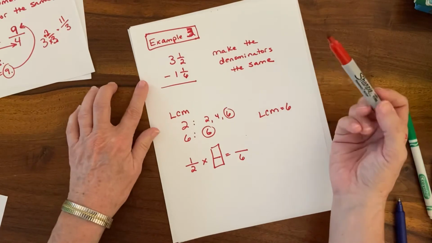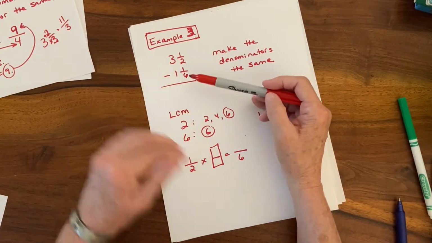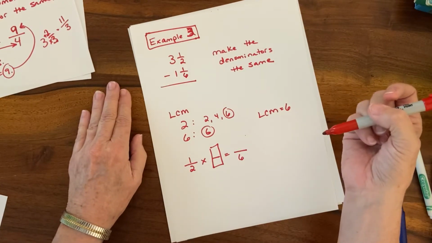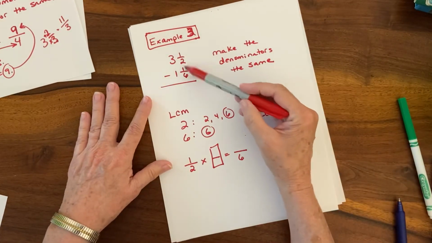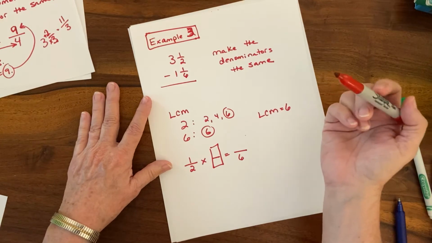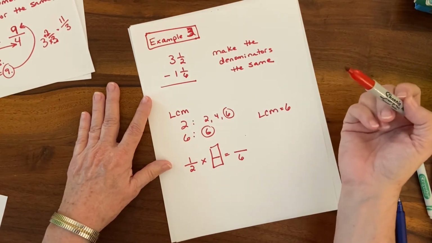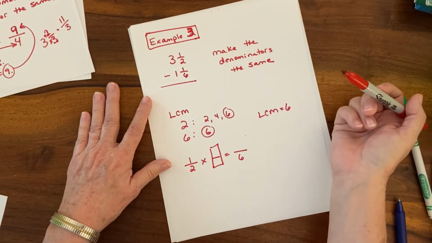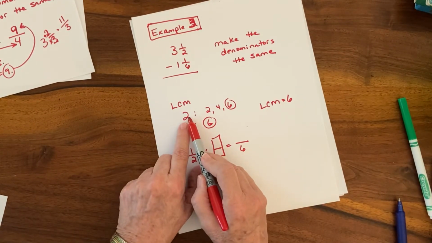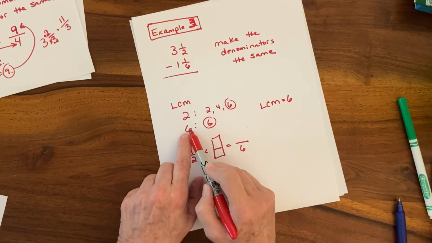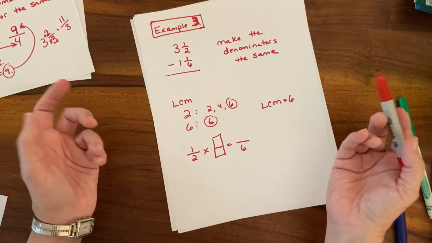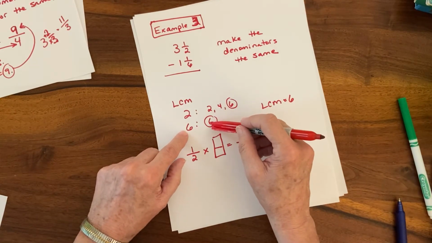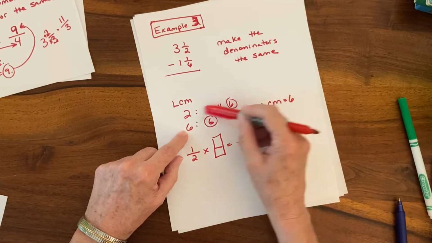Okay, example 3. Now I'm going to subtract. And I have a mixed number, so I like writing mine vertically instead of horizontally. I know I can't subtract like it is because I have different denominators. So I'm going to find my least common multiple of 2 and 6. List my multiples of 2: 2, 4, 6. Multiples of 6, that's all I have to list. Always try to list the biggest one first, because you might not even have to write all that out.